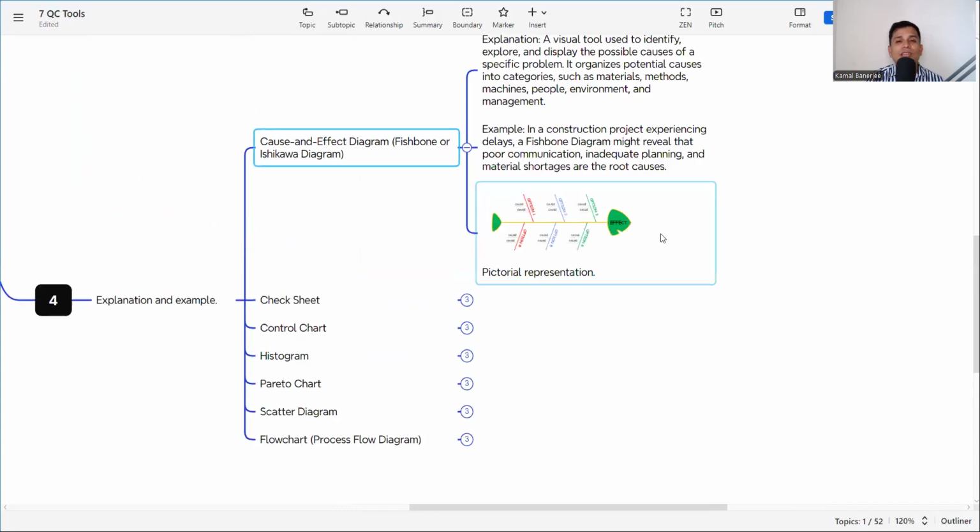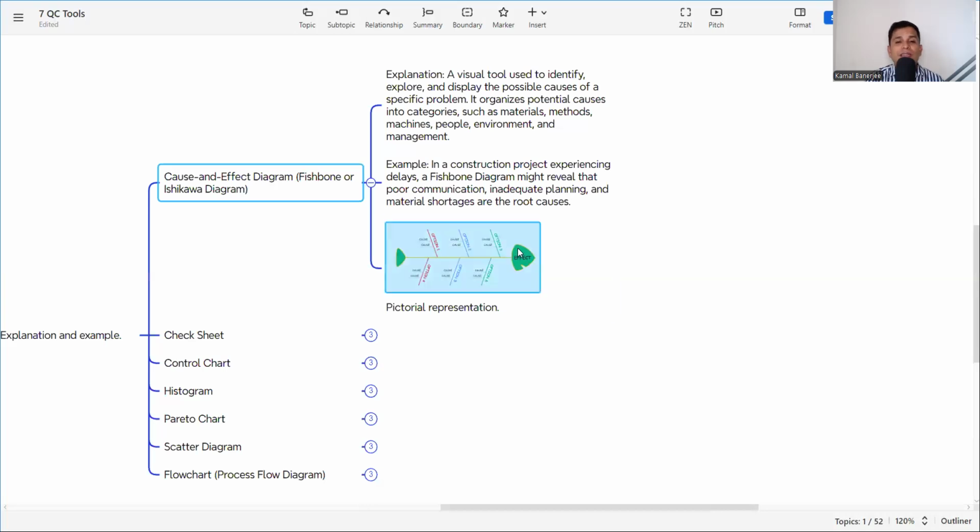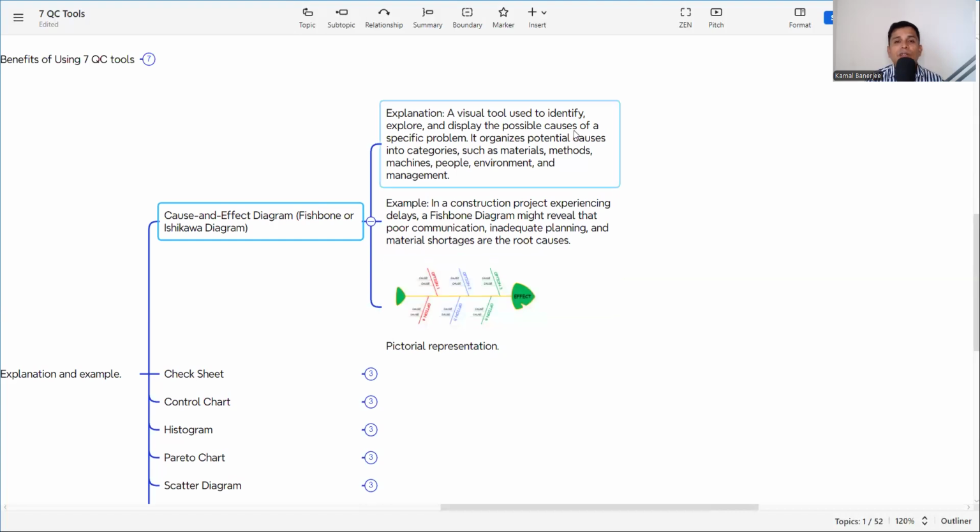So first, the cause and effect diagram. Cause and effect diagrams, that is a fishbone or Ishikawa diagram. Here is the fish, the main bone is the effect. What is the effect? And these bones are for the problem and the solution. So what is that? It is a visual tool used to identify, explore, and display the possible causes of a specific problem. It organizes potential causes into categories such as material, method, machines, people, environment, and management.